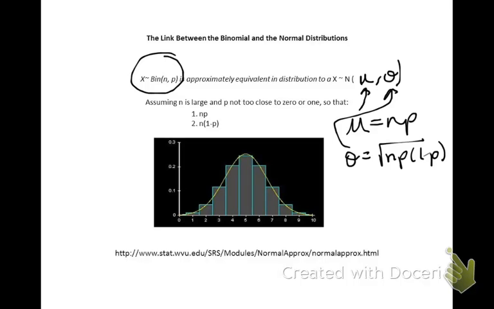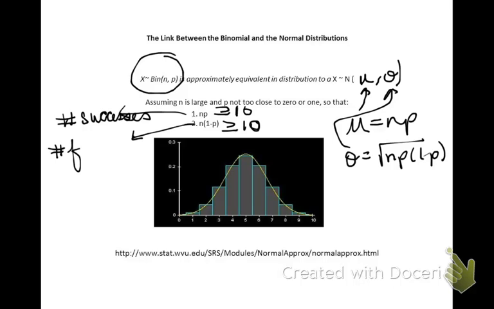You're allowed to say that this equivalence exists under the assumptions that n times p and n times 1 minus p are both greater than or equal to 10. N times p is your number of successes. It's the number of people who said yes. N times 1 minus p is your number of failures.